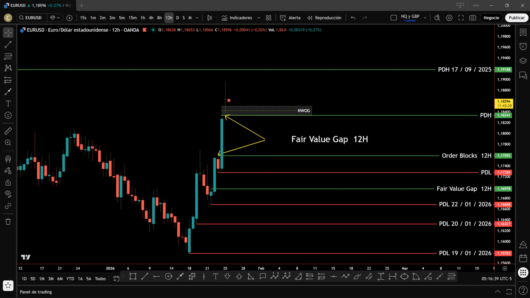By combining this void with our previous analysis of highs and lows, we get a clear roadmap that allows us to trade with confidence instead of relying on simple guesses.